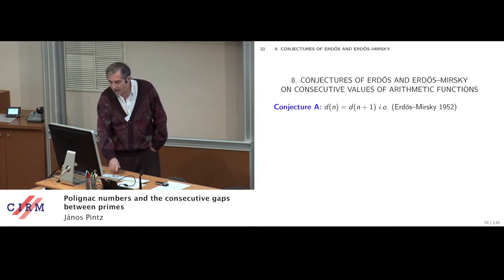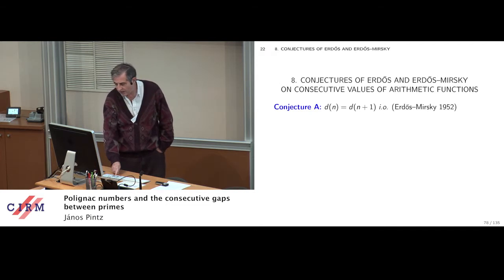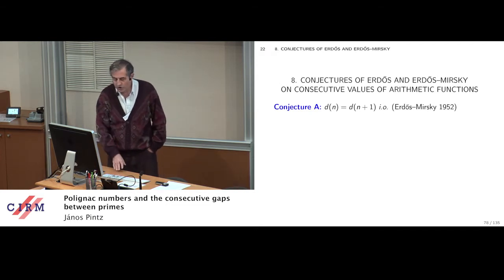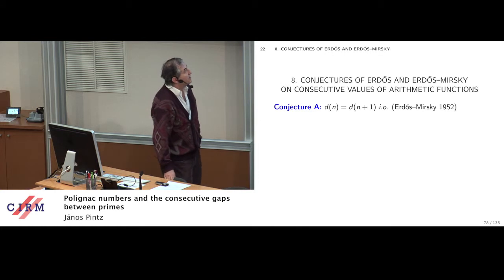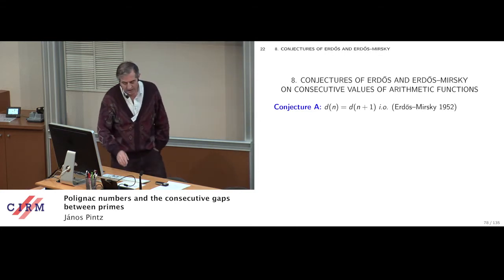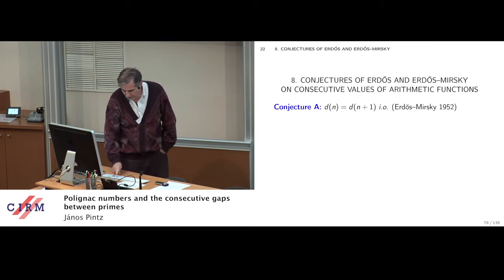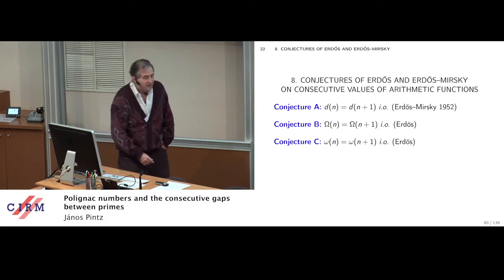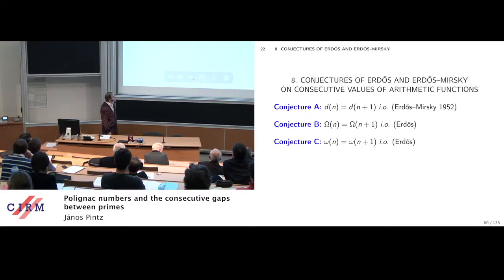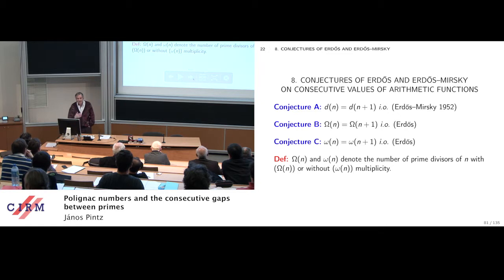Now, another subject is that if we consider some old conjectures of Erdős about consecutive values of some multiplicative functions, then for the divisor function we have these 3 important questions of Erdős, or Erdős and Mirsky, where little omega n and capital omega n define the number of distinct prime divisors of n.